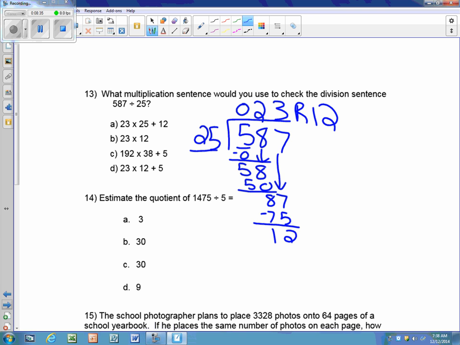So now in order to check, I know that I would multiply 23 times 25. So that's what I look for first, which is here. And then I would add in my remainder, which is 12. So this answer makes the most sense.